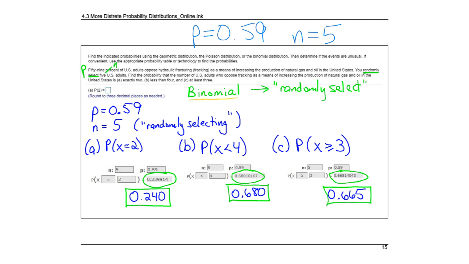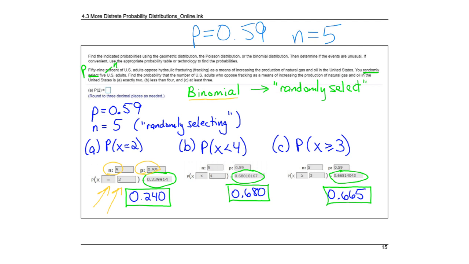I'm going to go into StatCrunch and go to Stat Calculators Binomial. I'm going to put in N. N is 5. P is 0.59. For A, it's that probability that X equals 2. Hit compute, and you get 0.240 is the probability for this data that X is equal to 2. In other words, that 2 adults oppose the fracking.